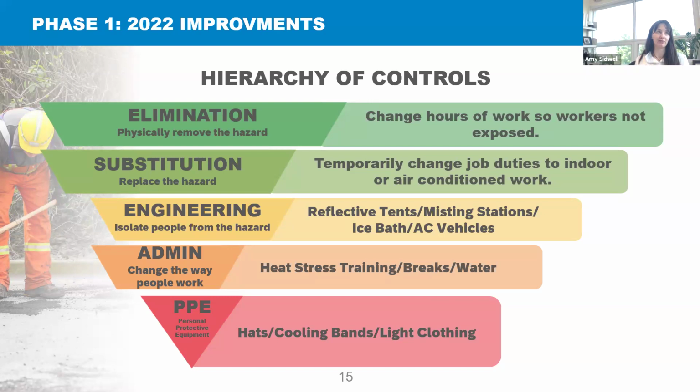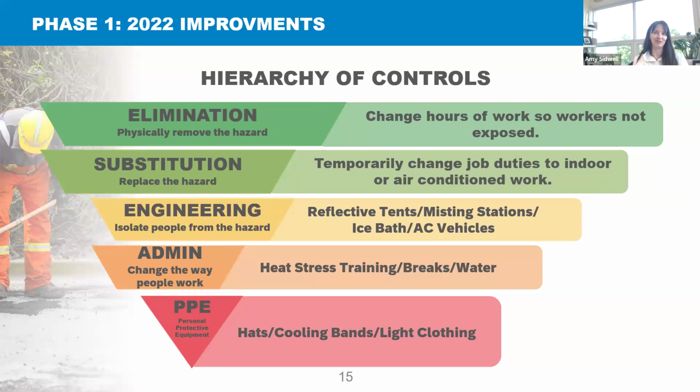We also gave crews additional engineering controls like reflective tents. We have these misting stations that hook up to our fire hydrants that spray out a mist. So crews could just get some cool water on them when they're out. We have ice baths, installing additional ice machines in our facilities to make sure there's lots of ice out to crews, and additional air conditioning in vehicles that did not have it.